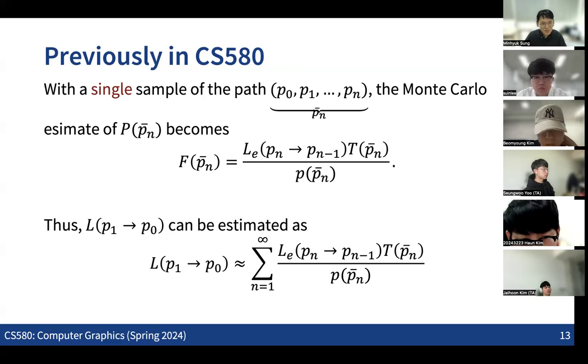Obviously, we are not going to discuss all the details, but there are lots of things that we can consider, especially to make a more efficient Monte Carlo estimate. But we're going to see the very basic idea in today's lecture. Before we move on, do you have any questions on this?